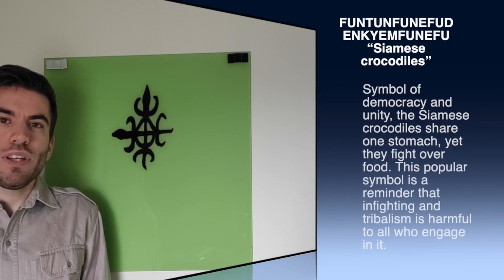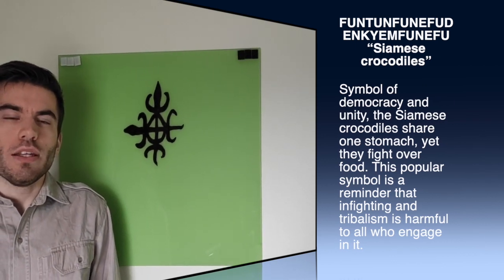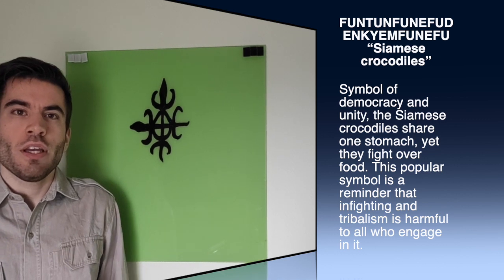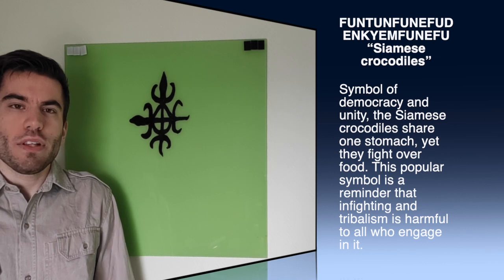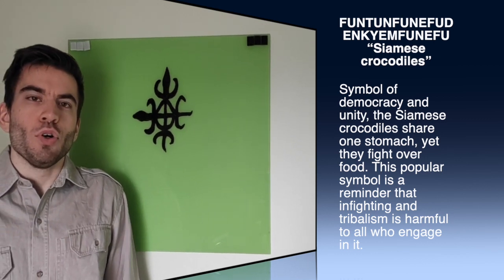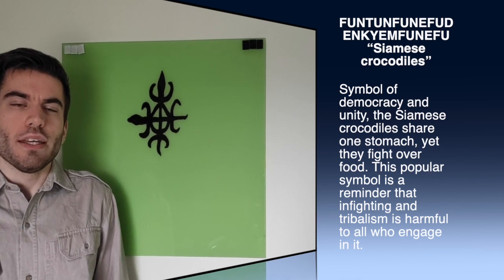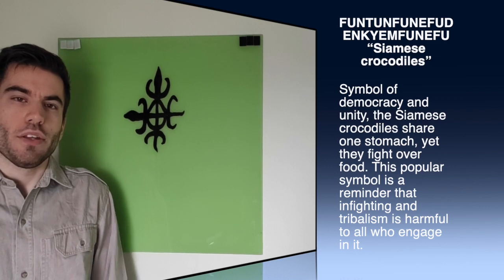Funtun funefu, tenten funefu, or the Siamese crocodiles. This is a symbol of democracy and unity. The Siamese crocodiles share one stomach, yet they fight over food. This popular symbol is a reminder that infighting and tribalism is harmful to all who engage in it.